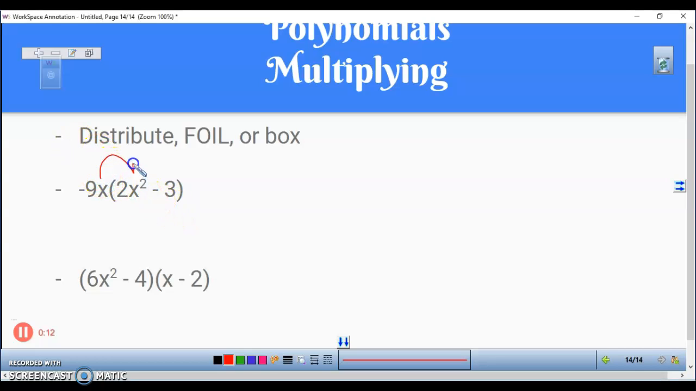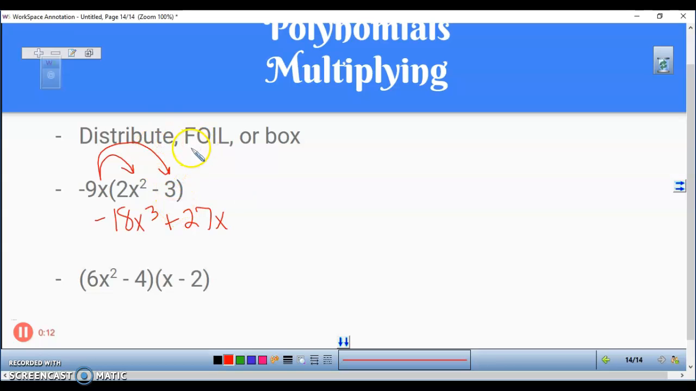So negative 9x times 2x squared gives me negative 18x to the third power. Then negative 9x times negative 3 will give me 27x. And that's it. There's no combined like terms, nothing else to do there. If I were to classify this, this would be a binomial with a degree of 3. We could also call that a cubic binomial.